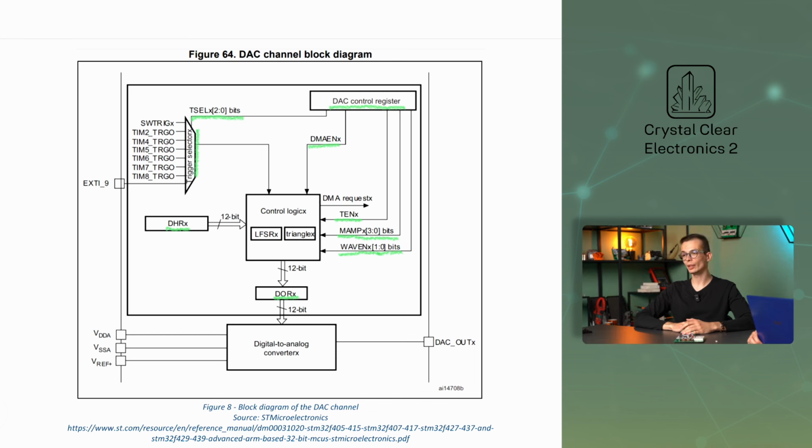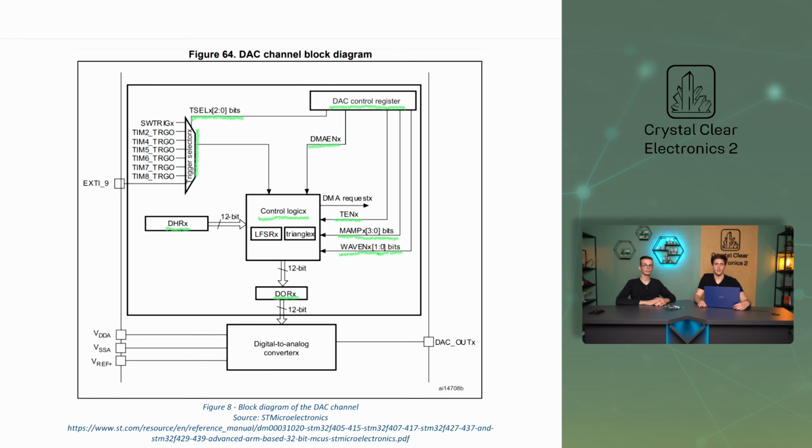This is the control logic in the middle. It controls the DAC based on the configuration written to the control register. It is also responsible for handling DMA requests and interrupts, and for transferring data from the DHR to the DOR. The control logic also generates the signal for the built-in signal generator. And this is the digital to analog converter at the bottom. The outputs of the DAC can be updated independently or simultaneously. To further increase accuracy, it is also possible to use an external reference voltage via the VREF+ leg.